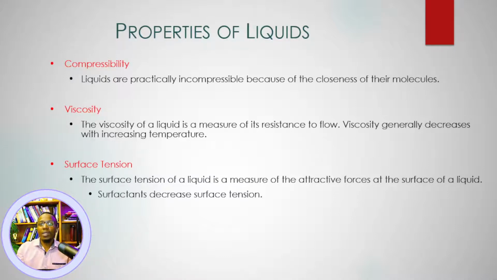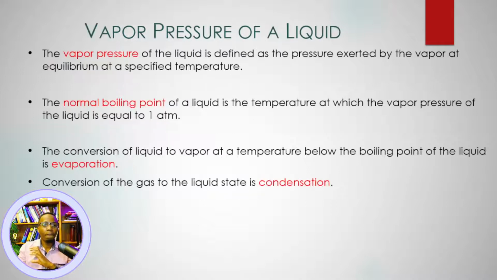Another one that's pretty interesting that we're going to look at is called surface tension. Surface tension refers to the attractive forces on the surface of a liquid, right? And different liquids have different surface tensions, all right? Another one that's really interesting is called vapor pressure. We define vapor pressure as the pressure exerted by the vapor at equilibrium at a specified temperature. Right? We'll talk more about it, but vapor pressure is another important characteristic of a liquid.